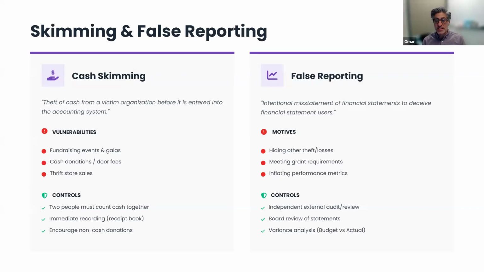False reporting, the intentional misstatement of financial statements to deceive financial statement users. Of course, the motives are to hide other theft or losses, meeting grant requirements, or inflating performance metrics. These are often perpetrated by people who are involved in the finance function, just because they have to be able to manipulate the financial data. Controls that you can implement: independent external audits, of course, board review of statements, and variance analysis.